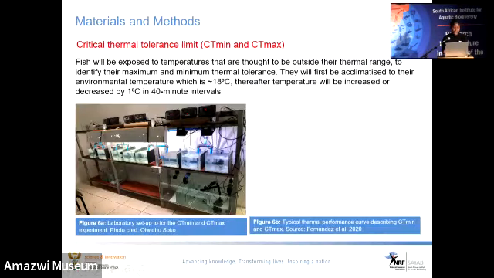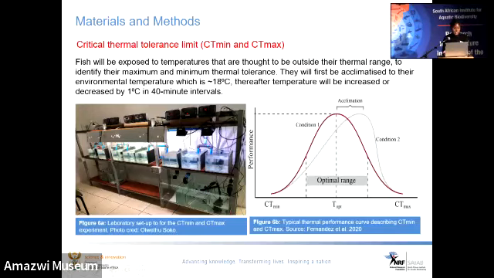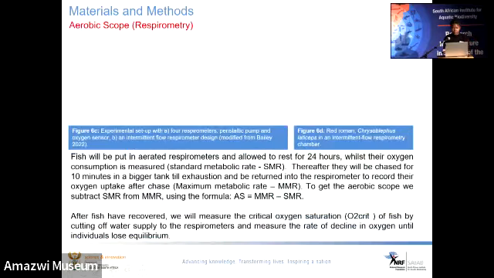So, our materials and methods for the critical thermal tolerance limit: we will identify the maximum and minimum thermal tolerance of fish by subjecting them to temperatures that are outside their thermal range until the fish lose equilibrium.